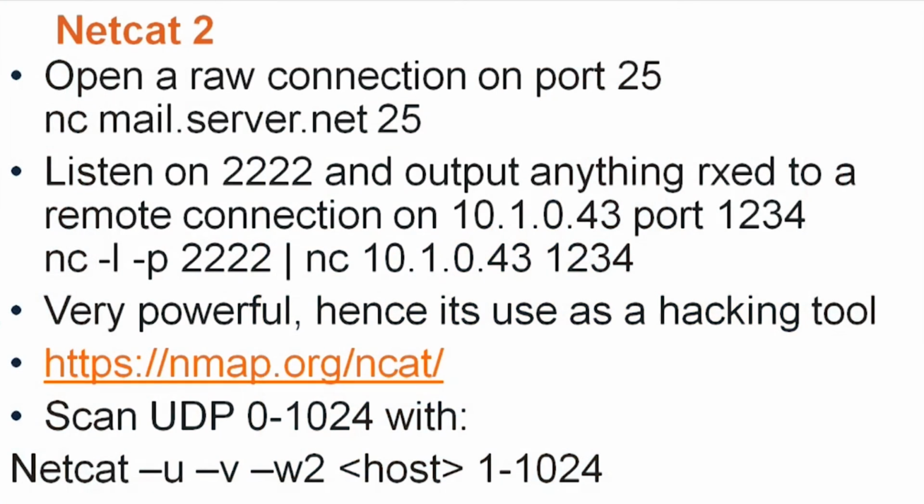If you wanted to scan UDP 0 to 1024, here's how you would do it with Netcat. So if you want to scan for UDP traffic on 0 to 1024, or see if there are UDP ports open on 0 to 1024, here's how you would do it with Netcat: nc -u -v -w2, the hostname, 1 to 1024. You're going to see all of these as test questions.